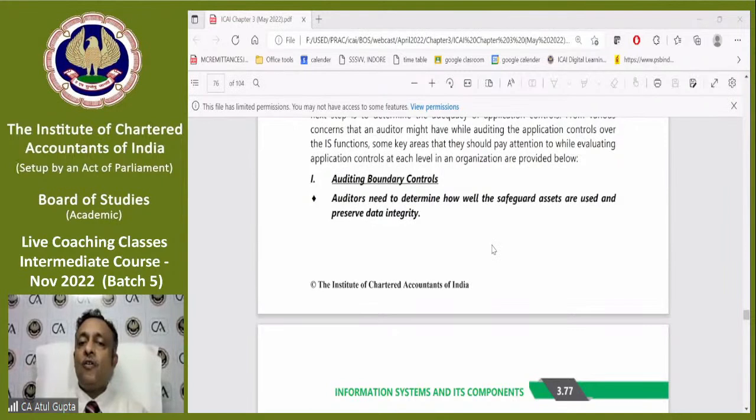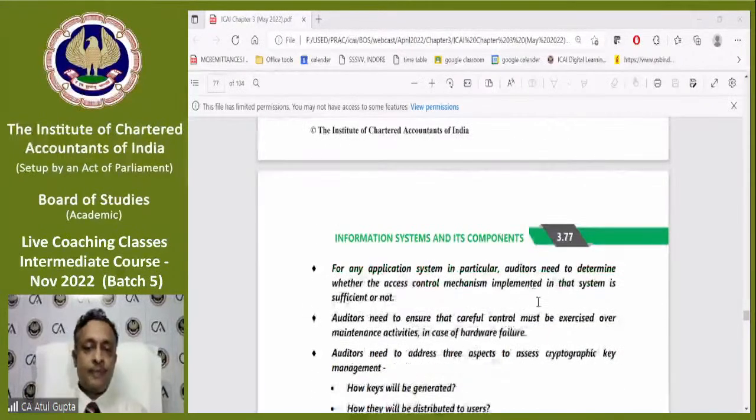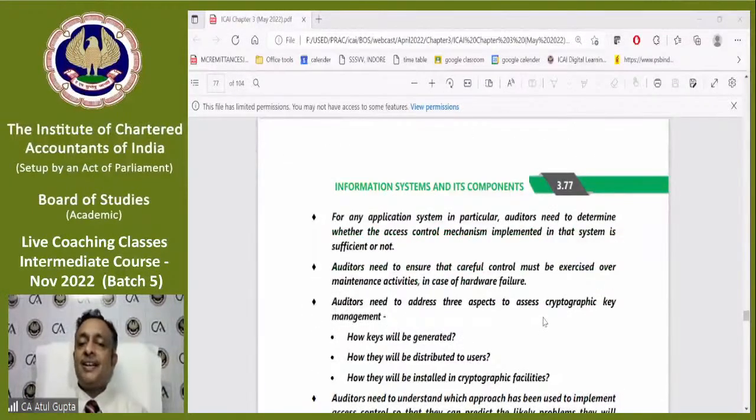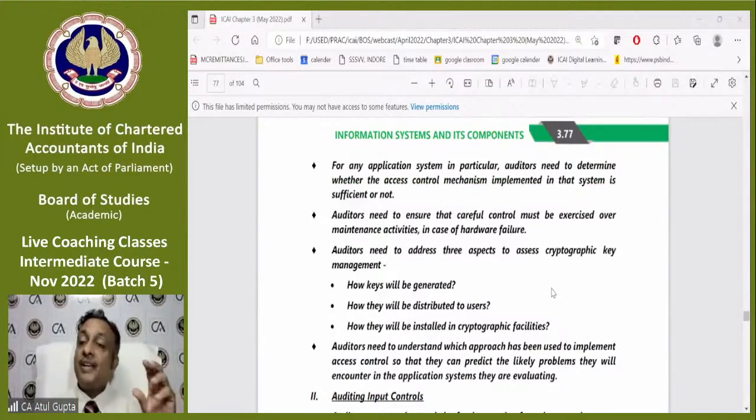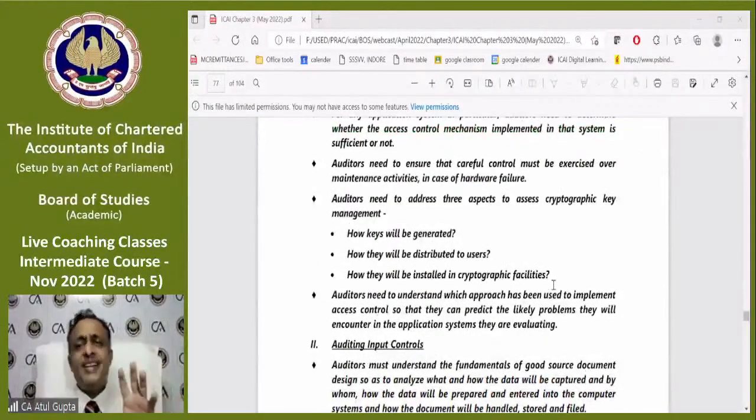Auditor needs to determine how well the safeguarded assets are used and preserve data integrity. So how your boundary controls are there, whether passwords are proper or not. For any application, auditor needs to determine whether access control is there or not, sufficient or not. Careful control must be exercised over maintenance, updates. Then cryptographic keys, digital signatures, how they are generated, how they are used. So all relating to access control, boundary control for application.